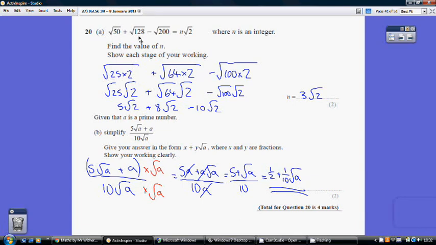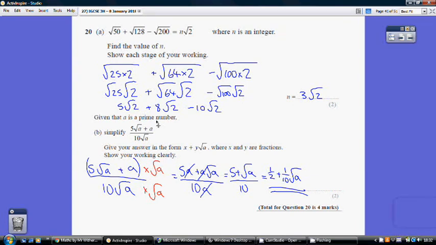So then moving on to the 128, well, that's 64 times 2. Square root of 64 is 8, so that's 8 lots of root 2. And the 200 is 100 lots of 2, so root 100 root 2, which is 10 root 2. So we've got 5 lots of root 2, add 8 lots of root 2, take away 10 lots of root 2, which is 3 lots of root 2.